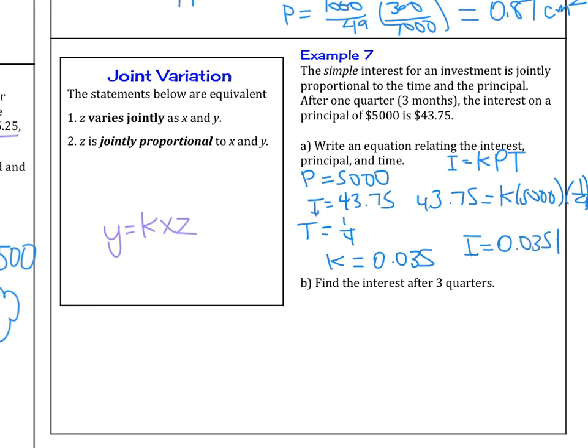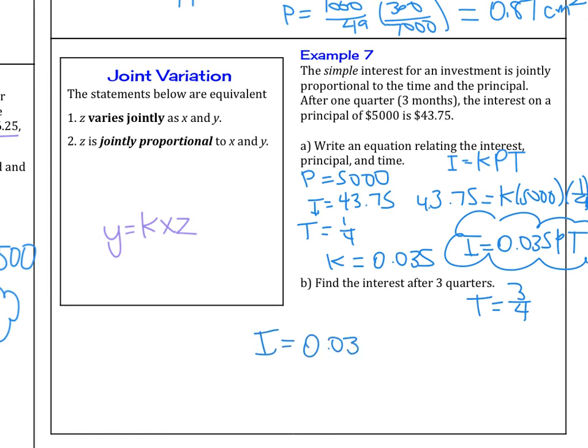0.035 P times T. So we're going to find the interest after 3 quarters, so that's 3/4 is our time. So you plug it in, interest equals 0.035. The principal is the same at $5,000 times 3 over 4. So when you solve for that, you'll find that the interest is going to be $131.25.